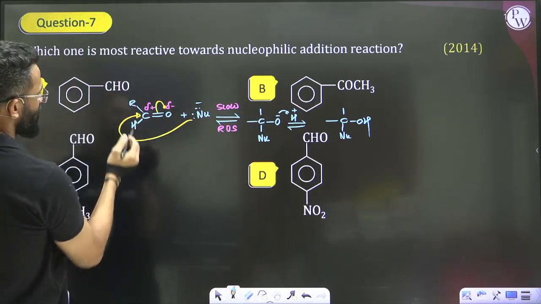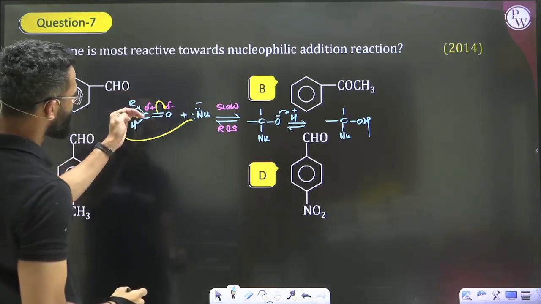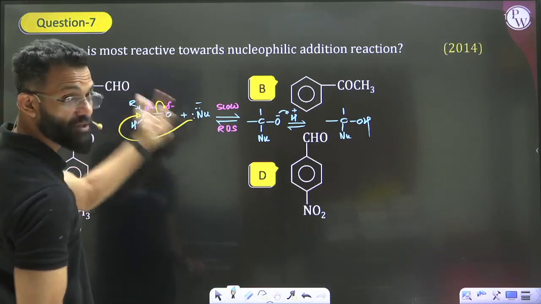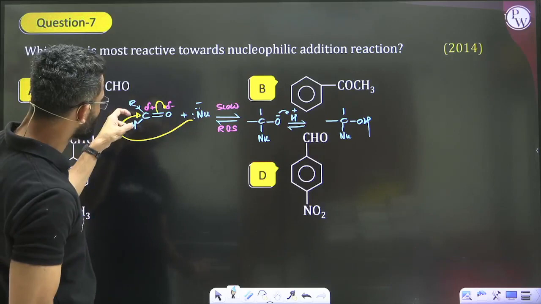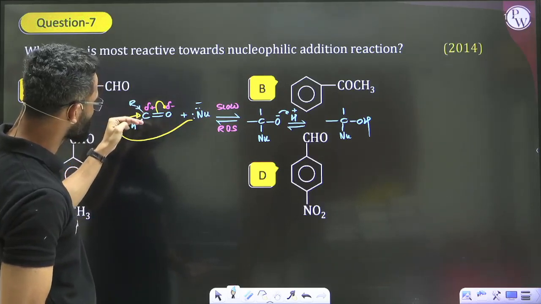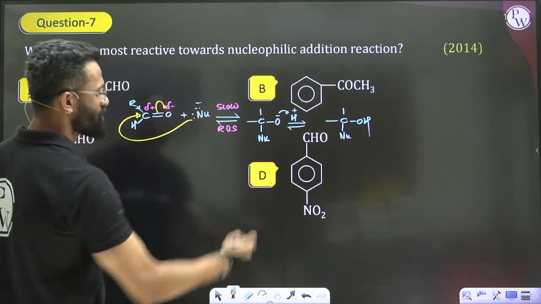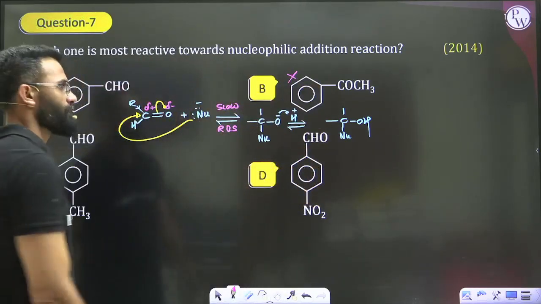So with respect to polar factor, it is only one alkyl which will donate electron via plus I and decrease the deficiency of carbon. So the rate of attack of nucleophile will be decreased. But in ketone, even this H is going to get substituted by R. Both will show plus I and the deficiency will be decreased to the maximum extent. So attack of nucleophile will be at a slower rate.